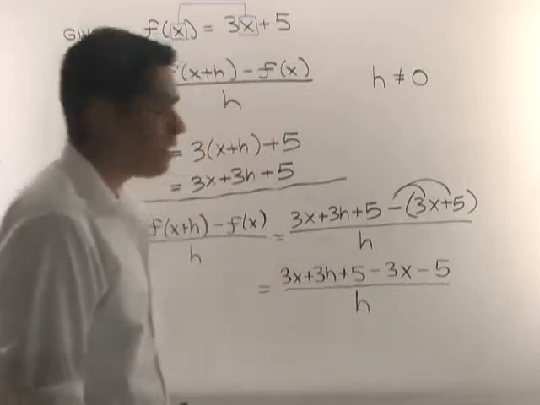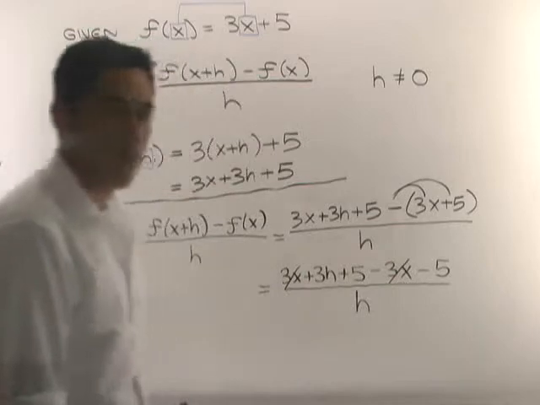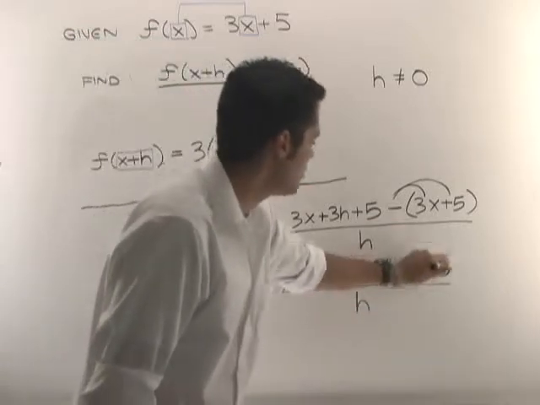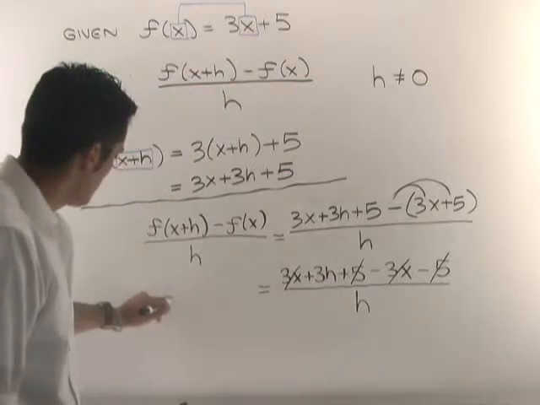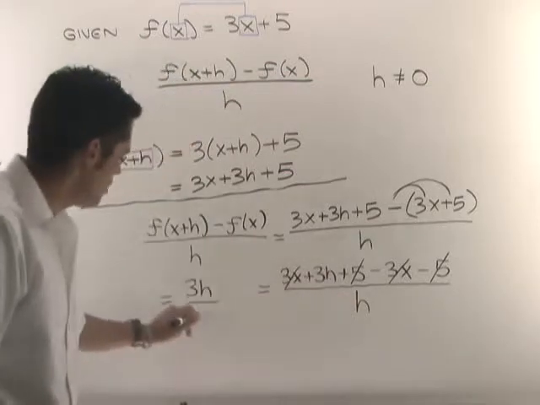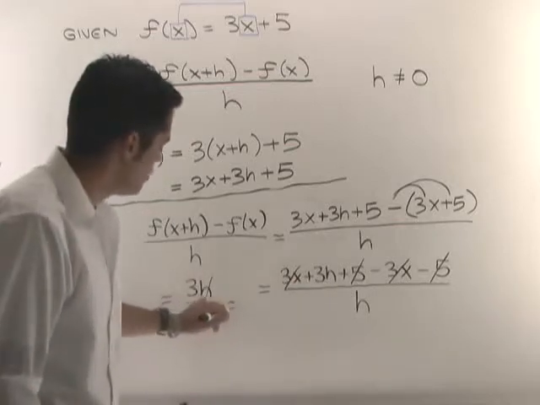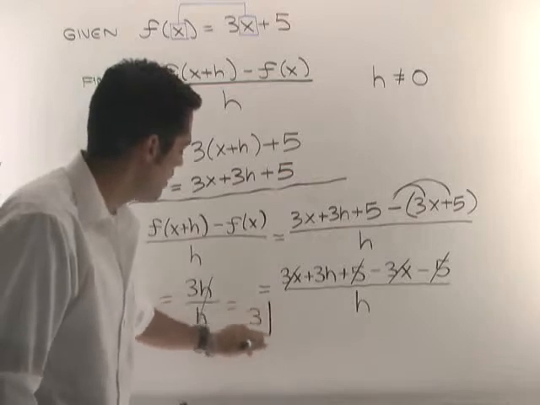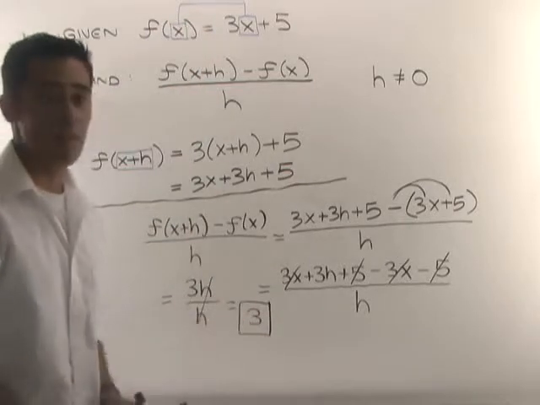Now notice the things that cancel up in the numerator. The 3x's cancel each other out. The 5's cancel each other out. And what we're left with is just a 3h, I'm going to put this over here, 3h over h. And now the h's will cancel and leave us with just an answer of 3. So the difference quotient of this function is equal to 3.